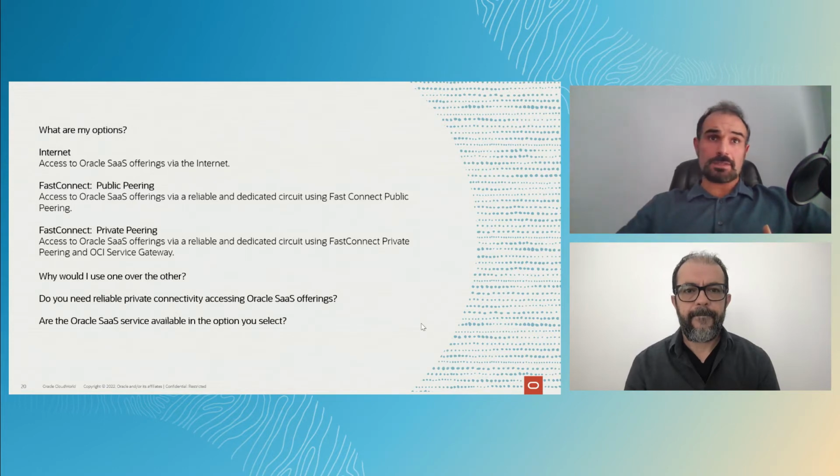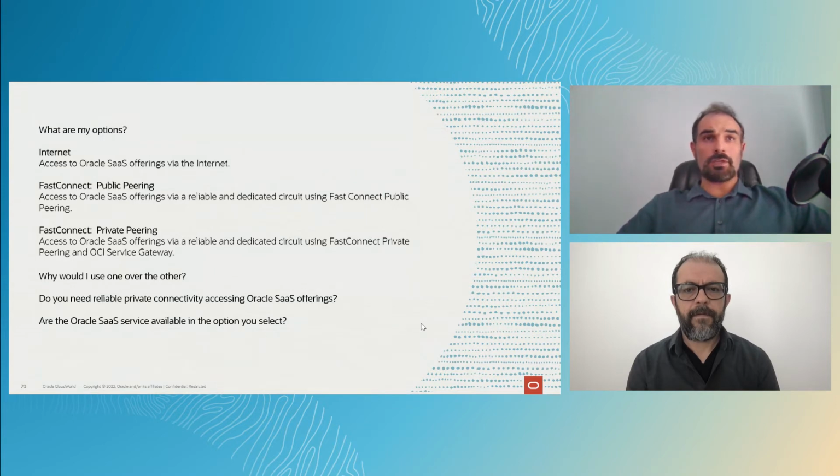From your on-premises, you try to access SaaS, and they might be available, depending on the kind of services, via the internet. There is another way, and that's if you have FastConnect between your OCI footprint and your on-prem. If you do have FastConnect, there are two options there. You could use public peering or private peering. Both those solutions will provide you with access to those SaaS services.